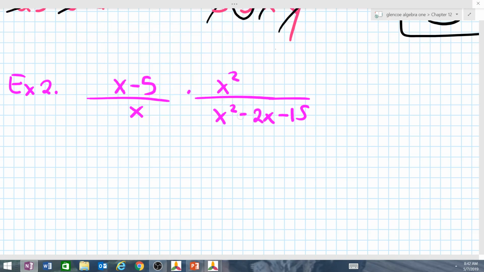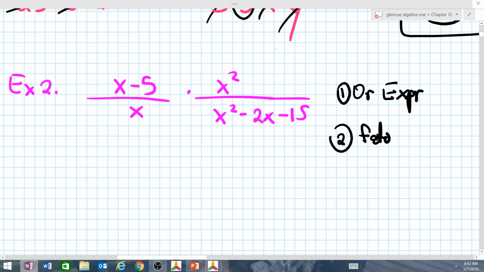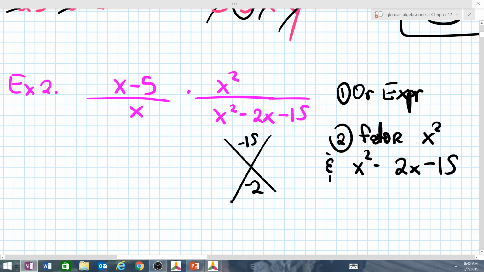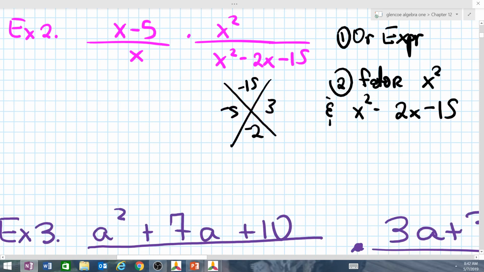So this is my original expression. Step number 2, I want to factor x squared minus 2x minus 15. So what multiplies to negative 15, guys, and adds to negative 2? If you know, raise your hand. Go ahead. Negative 5 and 3. So it's going to look like this.